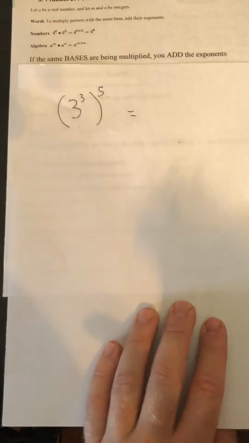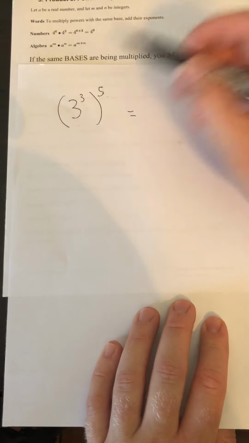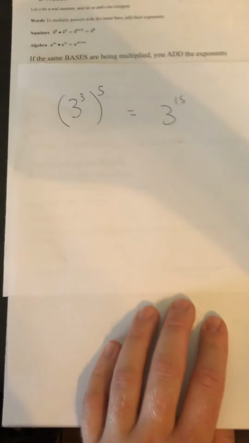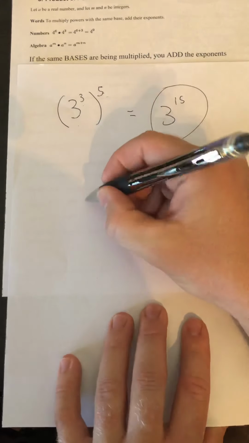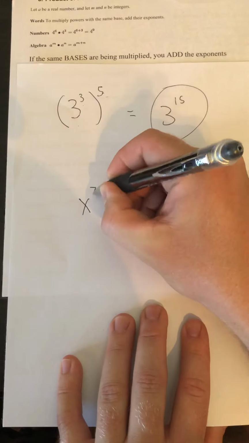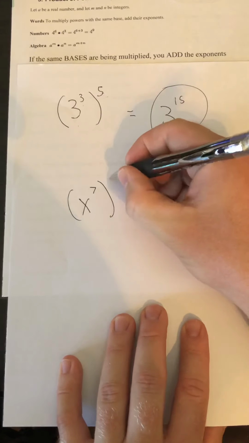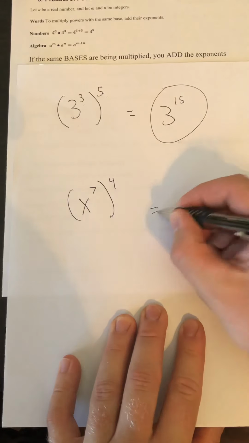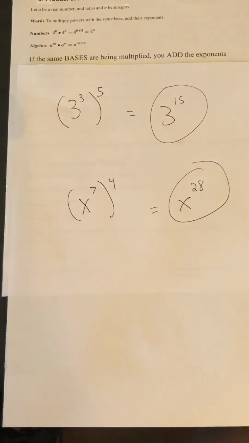If it seems a little confusing, it's okay. You're going to have a lot more practice with this later. So 3 times 5 is 15. That would be 3 to the 15th power, which is a huge number. If I have x to the power of 7, raised to the power of 4, well, one base, so that's power to a power. That would be x to the 28th power, because that's 7 times 4.